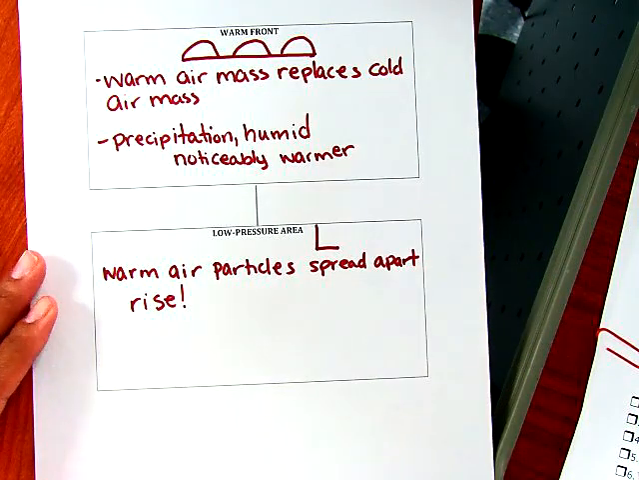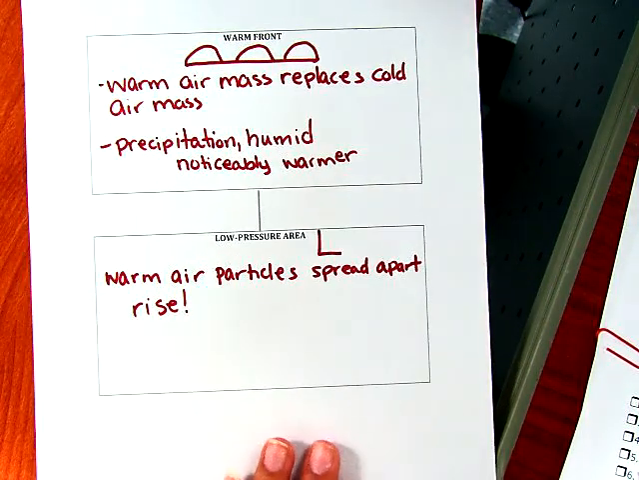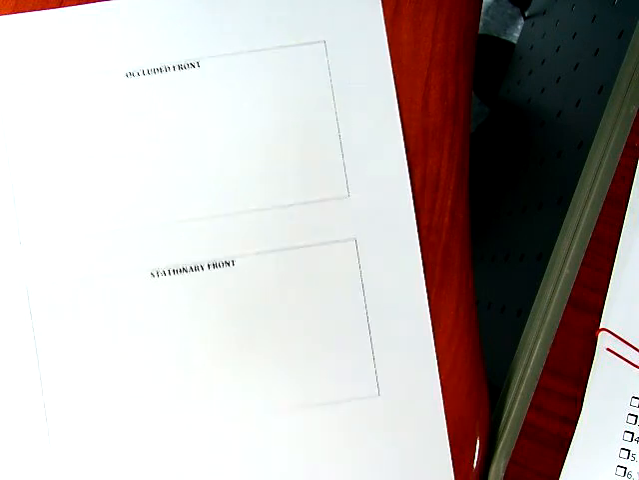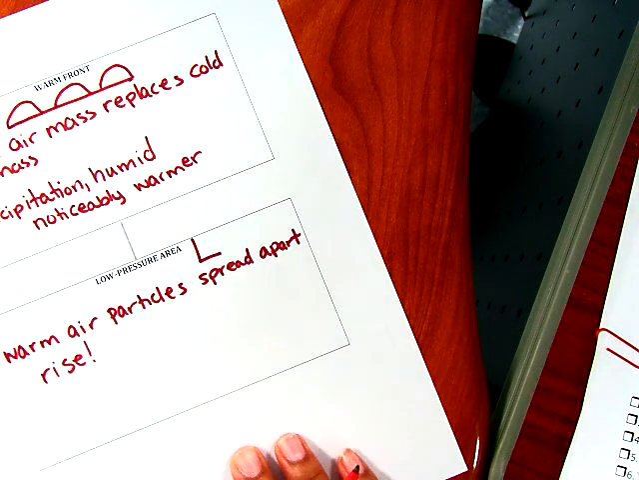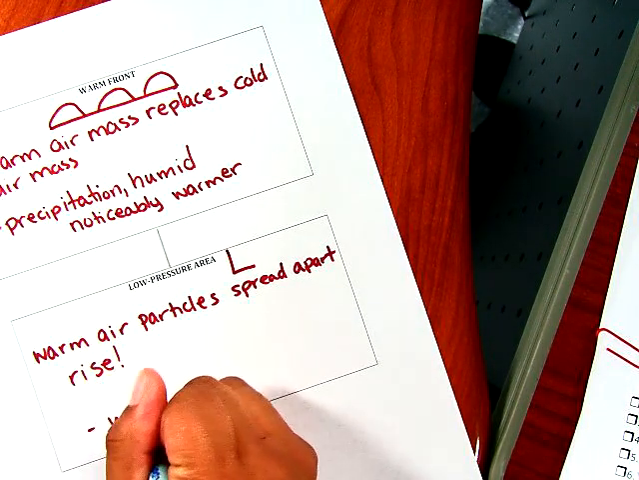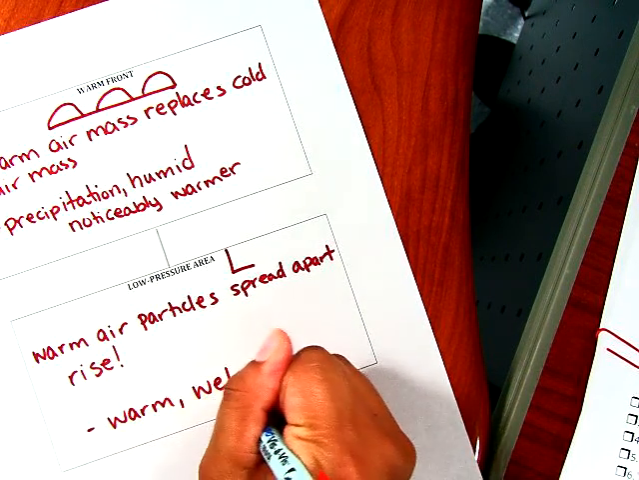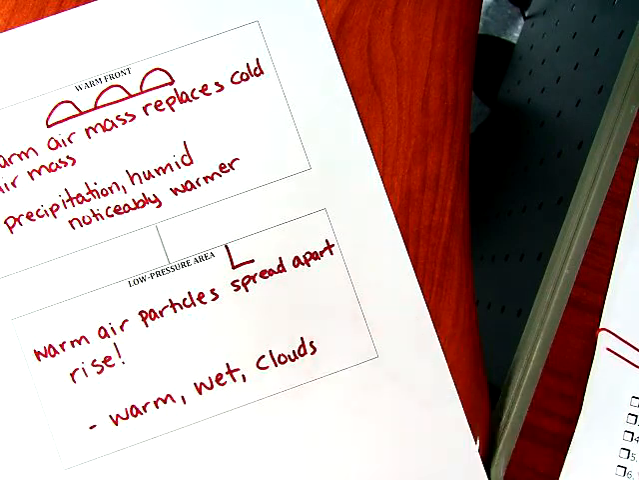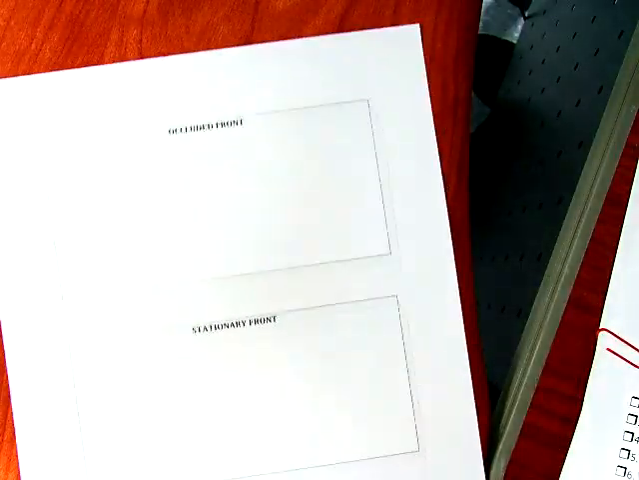And then I'm going to really quickly go over the last two. The weather for low pressure is going to be warm, wet, with clouds. It could be rainy, with precipitation, or it could be humid out.